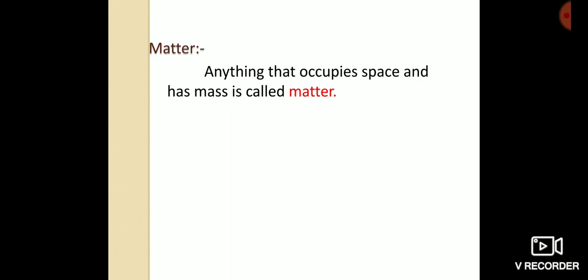All these objects have two general properties. First, they all have mass, and second, they occupy space. So, matter is anything that has mass and occupies space. Different kinds of matter are made up of different substances. Now, we know that everything we see around us is matter. Then, what is matter composed of?